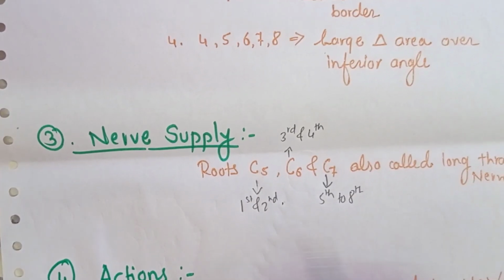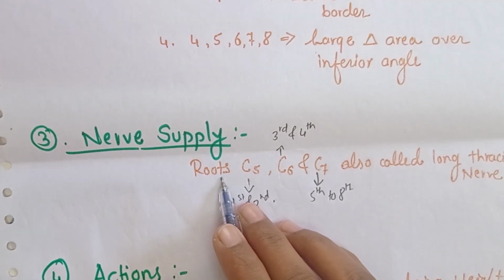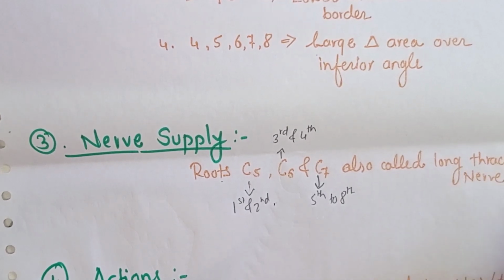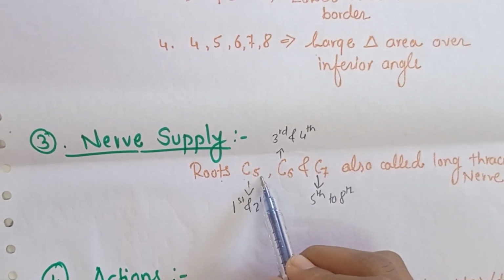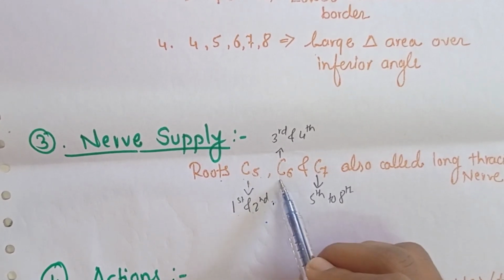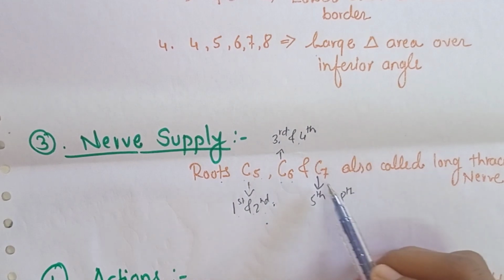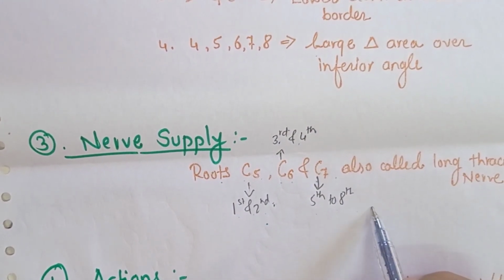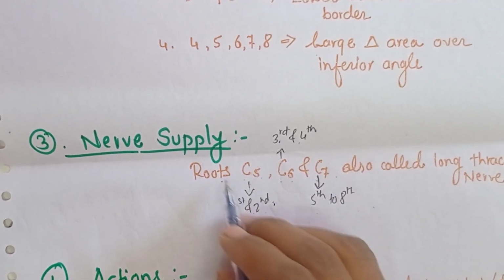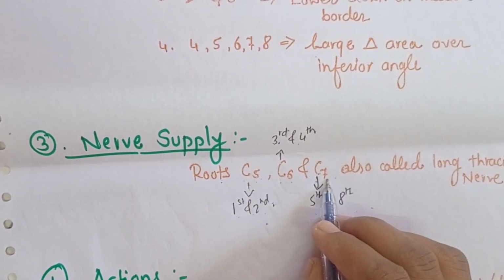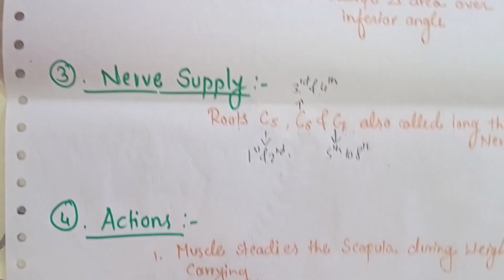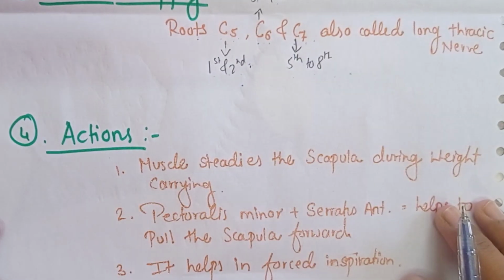Now nerve supply: roots C5, C6 and C7, which is also called the long thoracic nerve. Here C5 supplies the first and second digitations, whereas C6 supplies the third and fourth, and C7 the 5th to 8th digitations. This way, what we have to remember commonly is that roots C5, C6 and C7 supply the muscle serratus anterior.